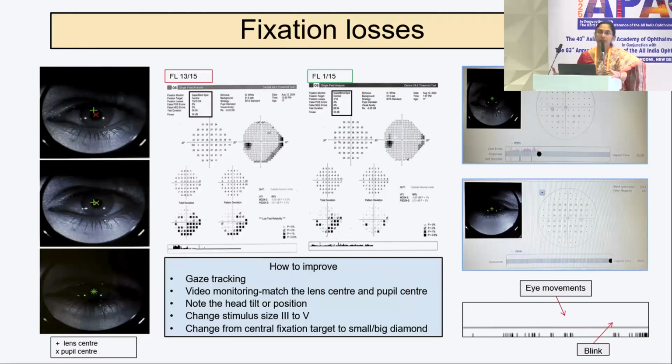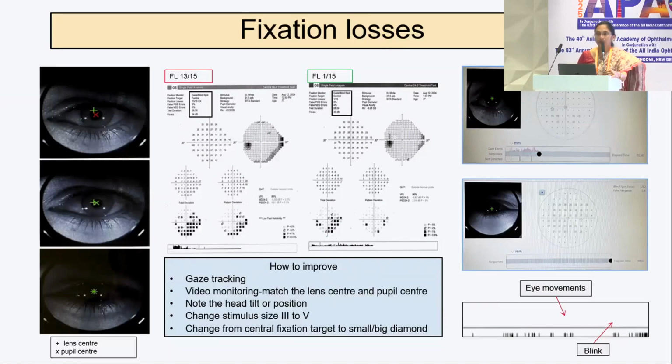So there are several catch trials during the entire test, and this will affect the performance of the test, and it's the duty of the perimetrist or the optometrist performing the test to monitor fixation. There are various ways to monitor fixation. One is by gaze tracking. As all of you know, there is a video monitor attached to the Humphrey perimeter where the optometrist can actually see how the patient is performing. Is he fixing properly or is he moving?